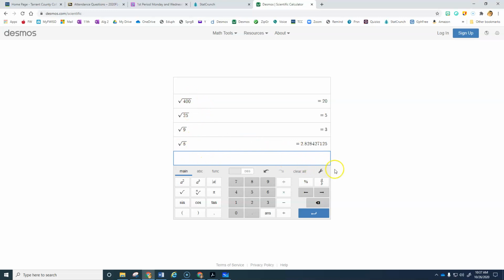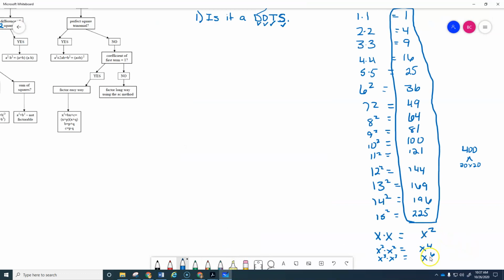You can't check x's, but it's pretty easy. If the exponent on x is an even number, then it's going to be a perfect square: 2, 4, 6, 8, 10, 12. If the exponent is an even number, then it's going to be a perfect square.